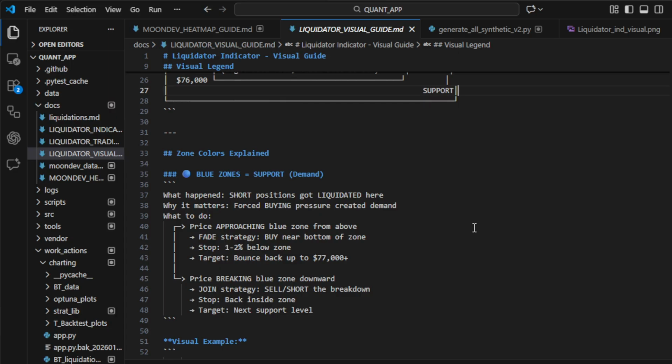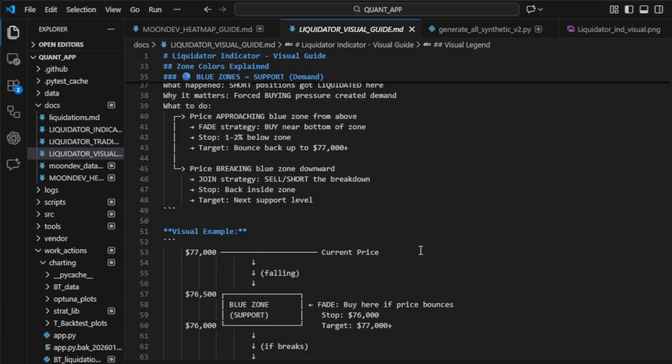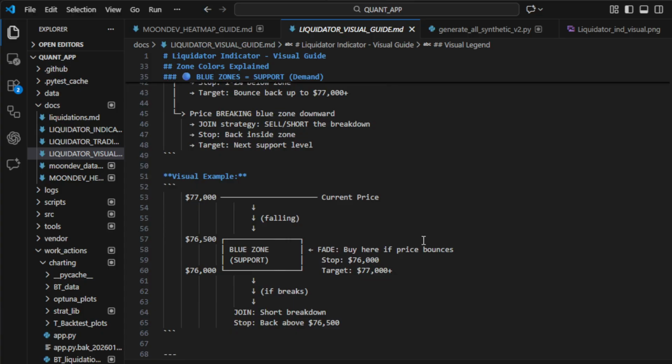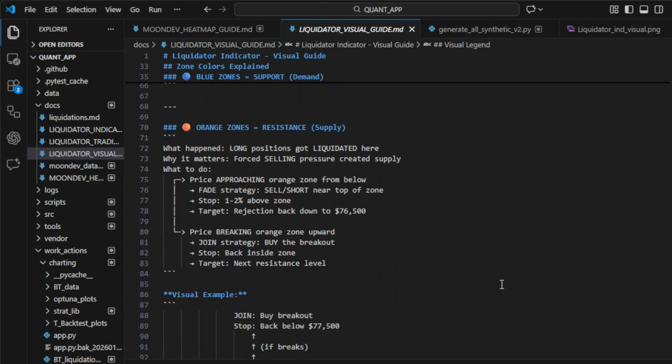Price breaking blue zone downward. Join strategy: sell short the breakdown. Stop back inside the zone. Target next support level. So here he is actually telling us how to ride the squeeze and take a bit up again. It's all basic visual examples of what he is trying to show us in the indicator. Always nice to study it.